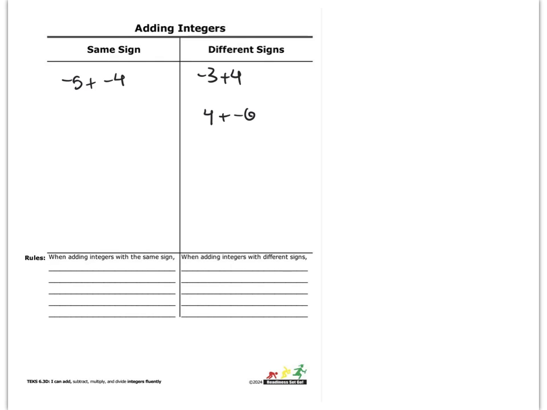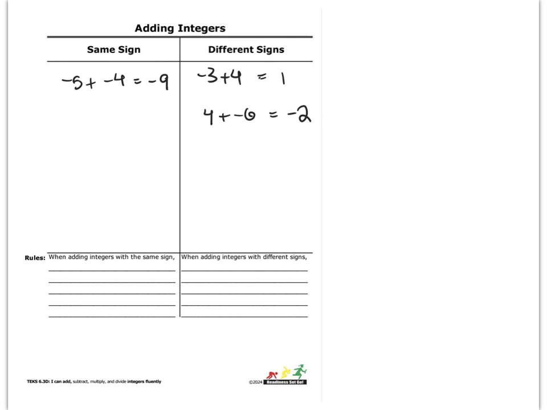All right, so let's talk about some rules for adding integers, some generalizations that we can make. We noticed that when we had -5 plus -4, that was equal to -9. So we really just added the 5 and the 4 together. We found the sum of those, and that was equal to 9, but our answer to this is -9 because both the 5 and the 4 are negative. When our signs were different though, like when we had -3 plus 4, that was equal to +1. And when we had 4 plus -6, that was equal to -2.